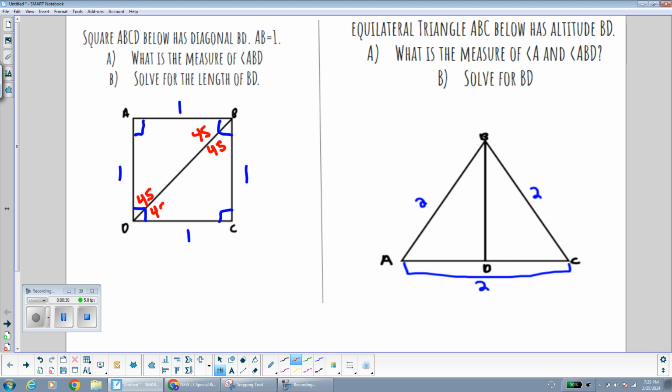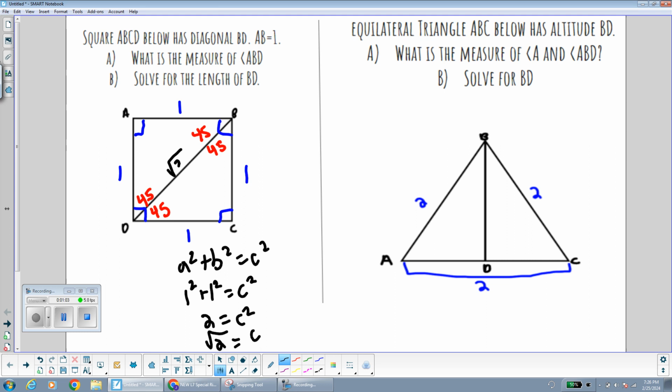angle over here. Now, we're going to find the length of the diagonal BD. Notice that we have two right triangles over here, each with legs that are a length of 1. So if I want to find the missing side, the hypotenuse, I can use the Pythagorean theorem to do that. a squared plus b squared is equal to c squared. Plug in 1 for the legs, and I'm solving for the diagonal, which is the hypotenuse. And I get that c is equal to radical 2.